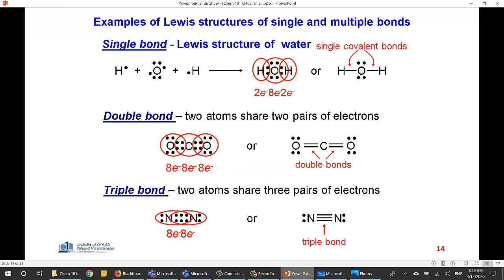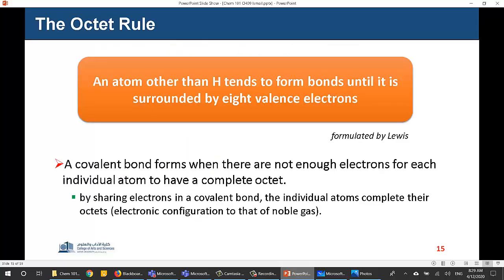Now sometimes compounds are made by having one single bond, like water, and maybe double bonds like CO2 and triple bonds like nitrogen. Why is this happening? Why does N2 have 3 bonds, not 2, not 1? This all depends on what we call the octet rule, which is a very important rule in chemistry. And there is also something we call formal charges. Let's define the octet rule first, and then we're going to go to the formal charges.